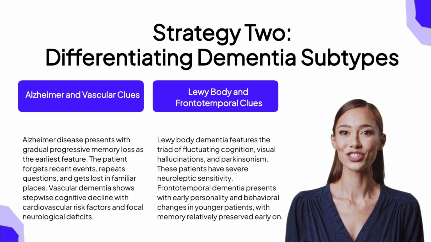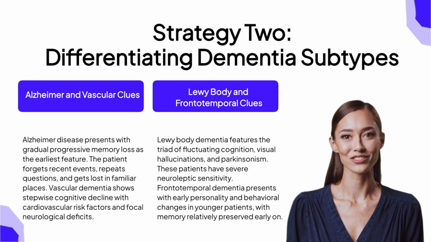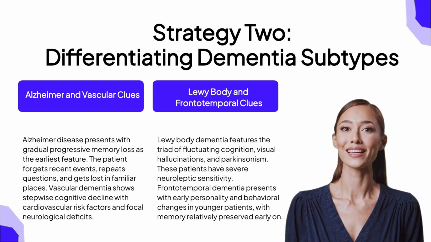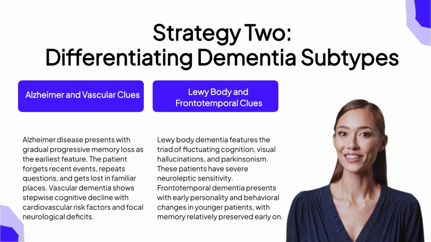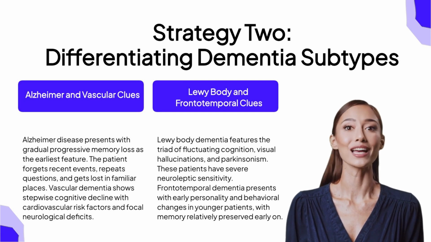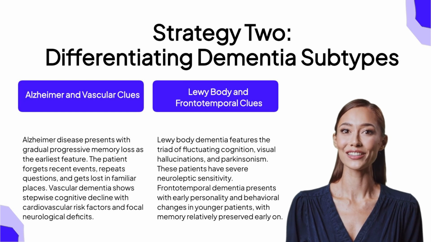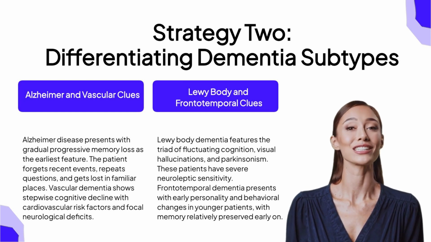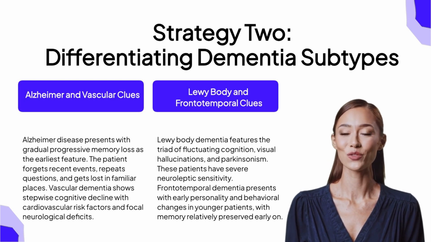For vascular dementia, look for a stepwise decline in cognition that correlates with cerebrovascular events. The patient has risk factors like hypertension, diabetes, or prior strokes, and their cognitive decline happens in a staircase pattern, not gradually. For Lewy Body dementia, the classic triad is fluctuating cognition, visual hallucinations, and Parkinsonism. These patients see things that are not there, have good days and bad days, and develop rigidity or tremor.